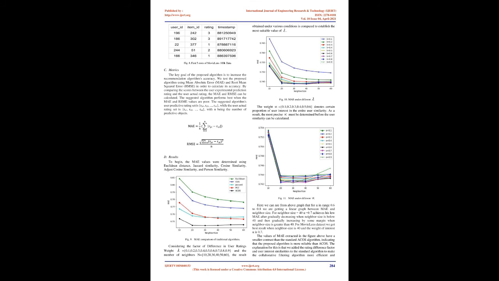We test the proposed algorithm using mean absolute error, MAE, and root mean squared error, RMSE, in order to calculate its accuracy. By comparing the scores between the user experimental prediction rating and the user actual rating, the MAE and RMSE can be calculated. The suggested algorithm performs best when the MAE and RMSE values are low. The suggested algorithm's user predictive rating set is RP1, RP2, ..., RPN, while the user actual rating set is RA1, RA2, ..., RAN, with n being the number of predictive objects.